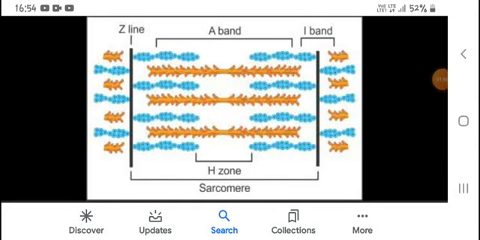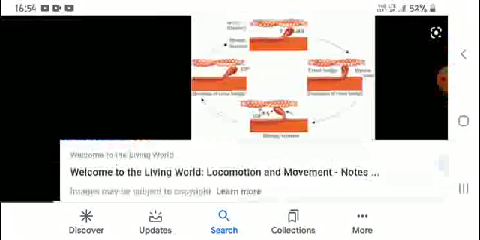So here the locomotion will be like this. Here the upper one is the actin and the lower one is thick. The thin is the actin filament and the thick filament is where myosin is present. Here the bisection of actin is called isotropic or anisotropic.